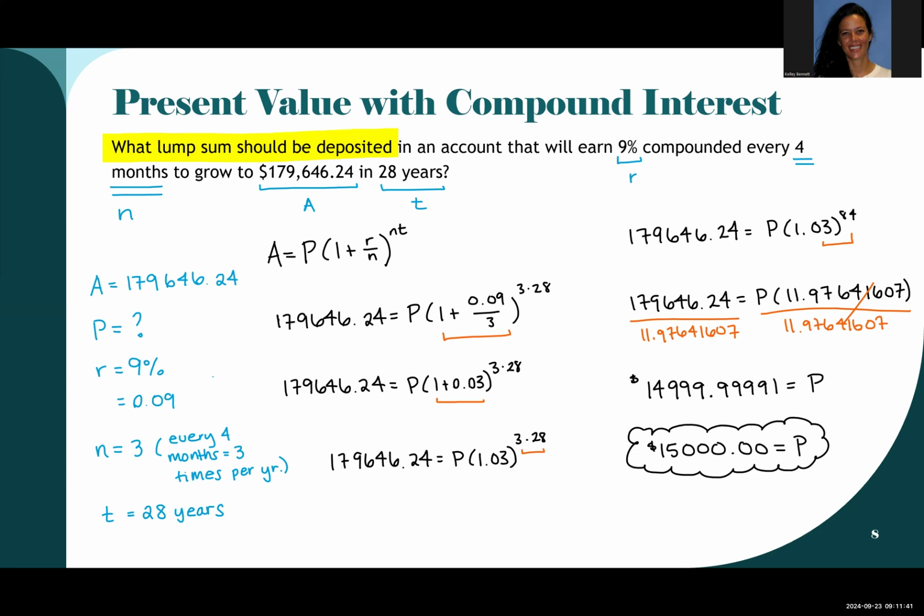So 9% is, wow, I would like to know where they're banking. That's a great rate. So if you were to deposit $15,000 at 9% and compound it every 4 months, in 28 years, you would have $179,646.24.